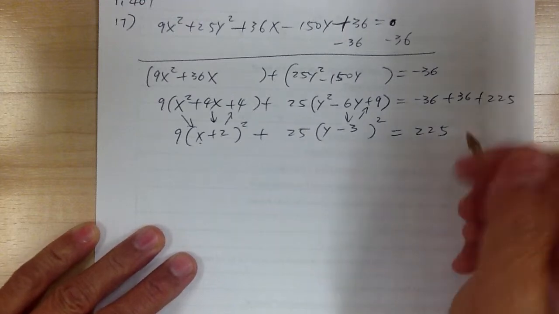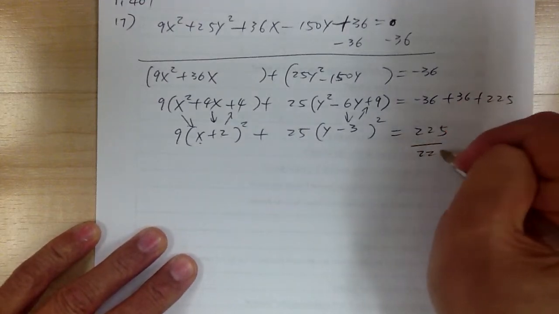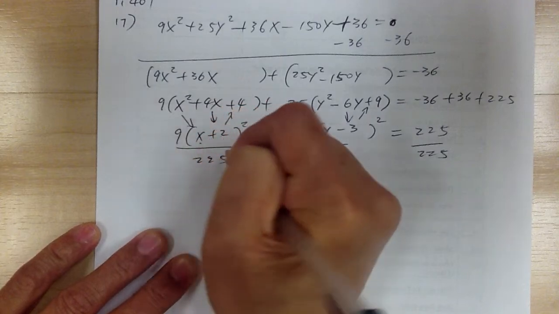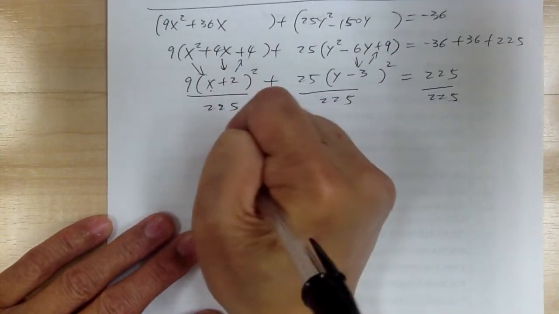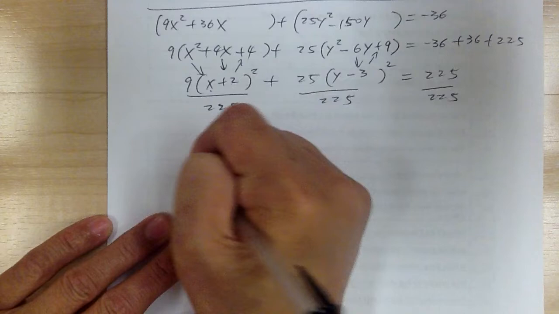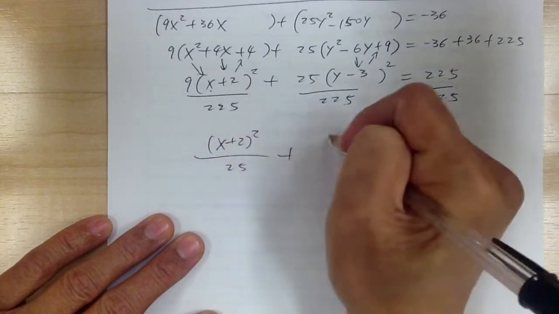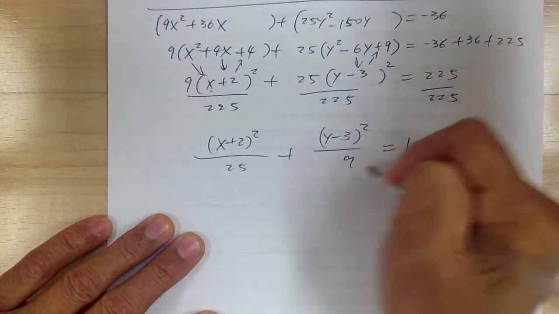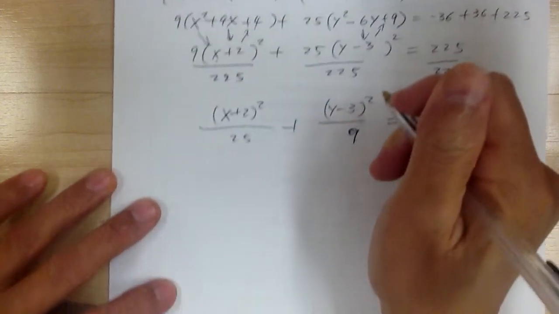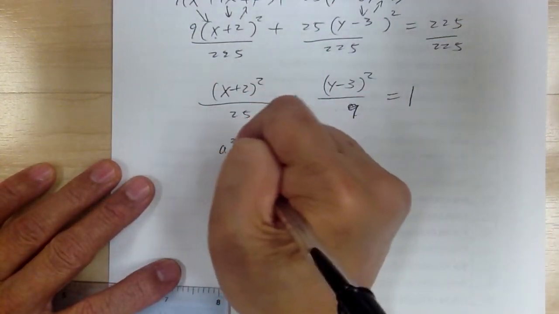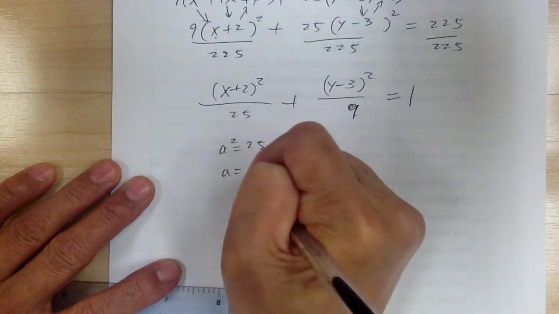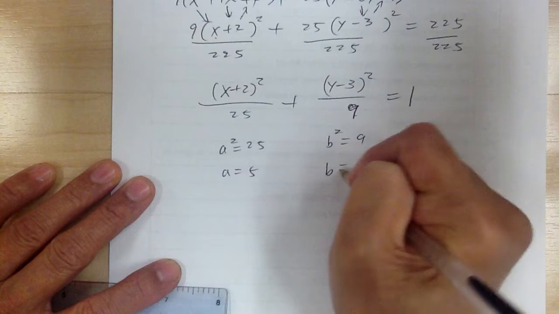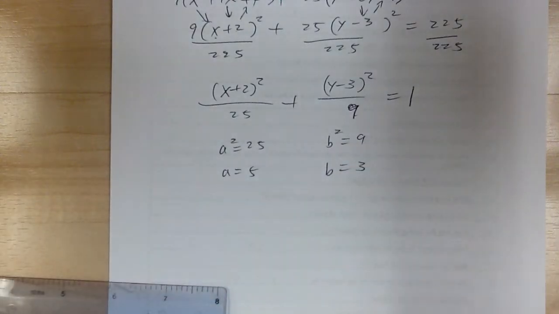Then after that, you want to go and put it in the standard form. So divide by 225, divide by 225, divide by 225. So you get (x plus 2) squared over 25 plus (y minus 3) squared over 9 equal to 1. Okay. So from here, a squared equal to 25, so a equal to 5. B squared equal to 9, so b equal to 3. Okay, so let's go and sketch this.